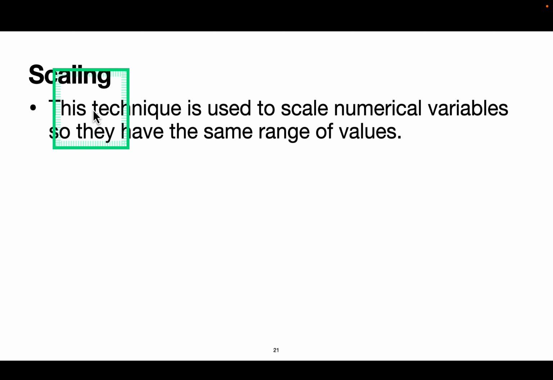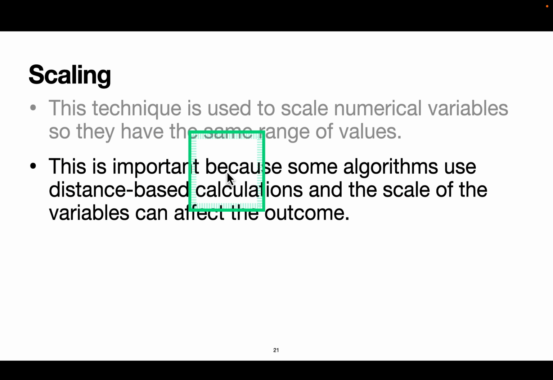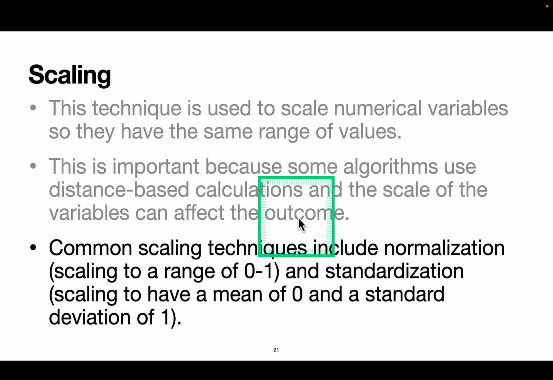Next is scaling. This technique is used to scale numerical variables so they have the same range of values. This is important because some algorithms use distance based calculations and the scale of the variables can affect the outcome. Common scaling techniques include normalization, which is basically scaling to a range of 0 to 1. So the values can be anything, 10, 20, 100, 500, 1000, 1 million, but they will be scaled between 0 to 1.